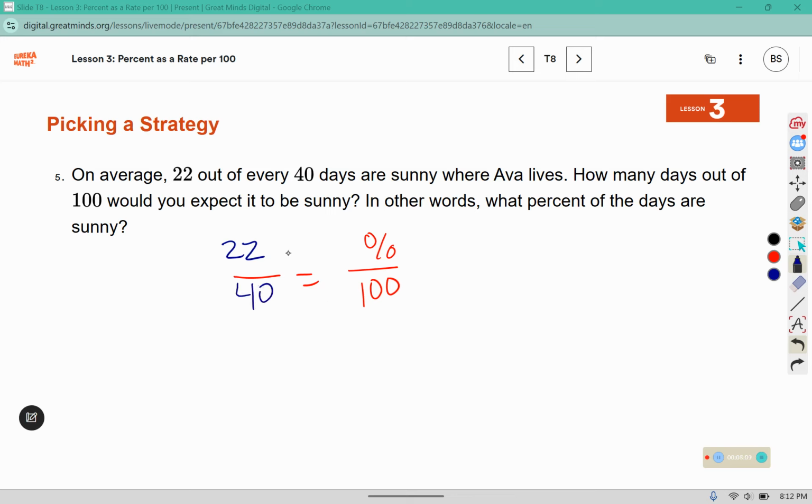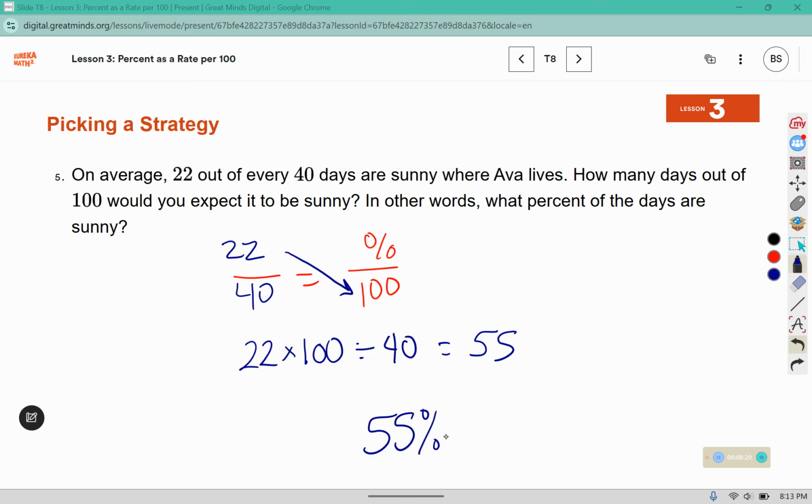We're looking for the percent, so diagonally multiply and then divide by the number we haven't used yet. Cross multiply, then divide. 22 times 100 is 2,200, and then divide that by 40 gives you 55. So we would expect 55 out of 100 to be sunny, or 55% of the days.